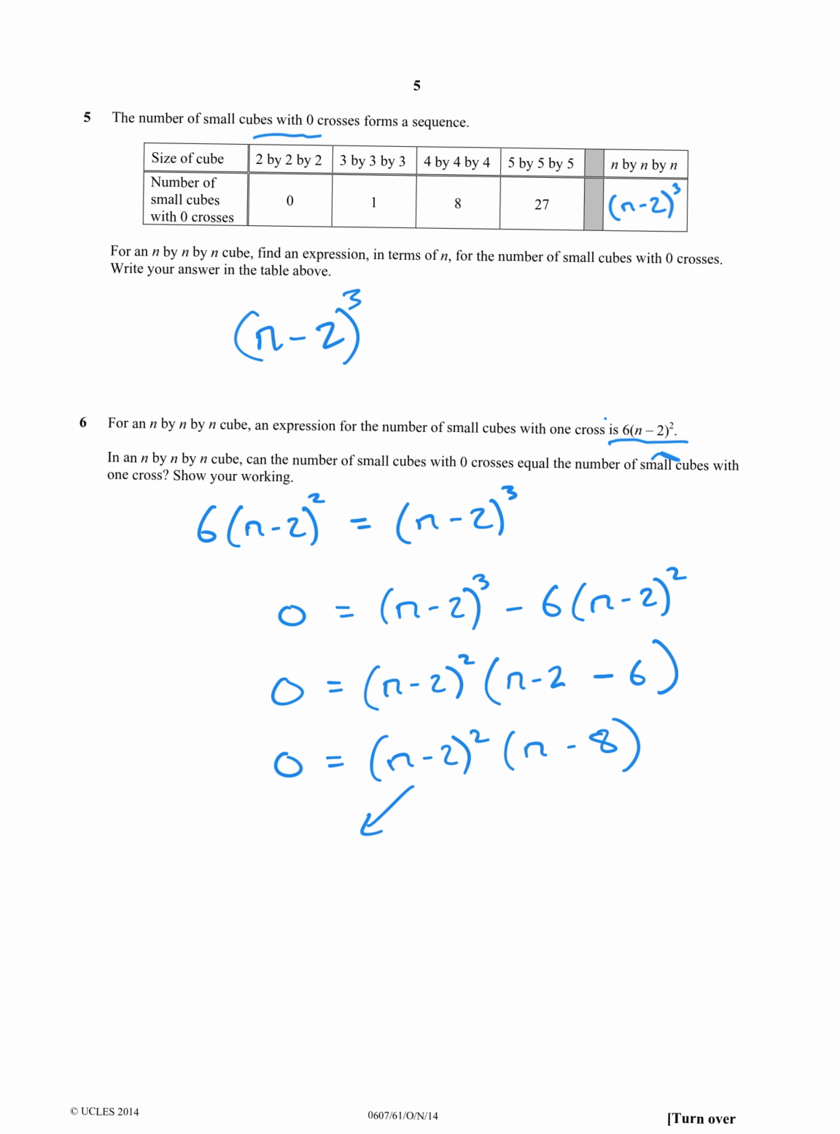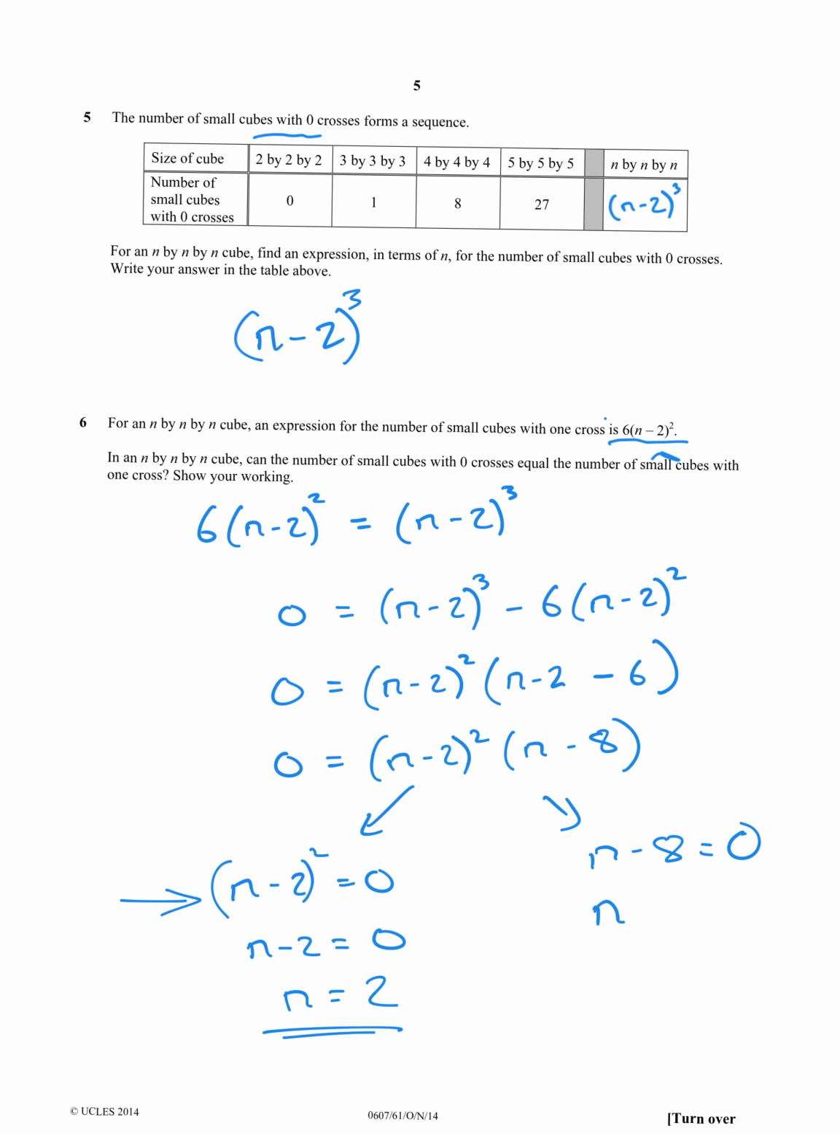So what have we got? We've got two solutions here. n minus 2 squared would have to equal 0, and n minus 8 would have to equal 0. Square root both sides, and I get n minus 2 equals 0, n equals 2. And secondly, this one, n would equal 8. So the answer is yes, it's possible as well. And we've got n is 2 and n is 8.